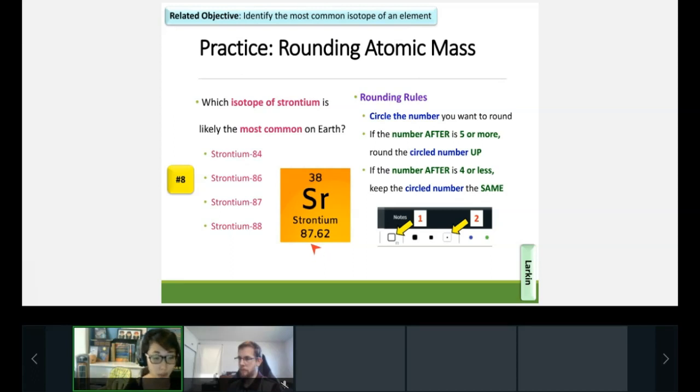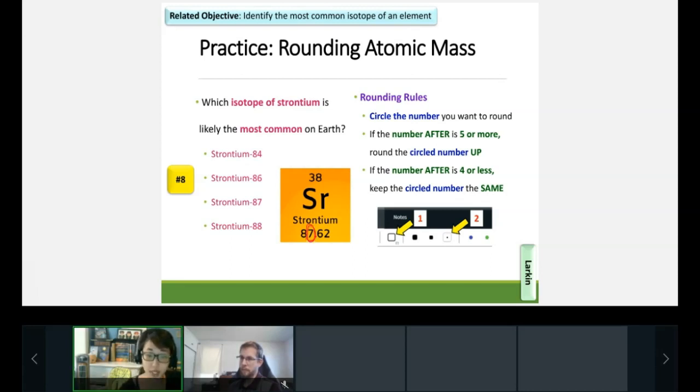So let's review how we round numbers, just in case we need that review. Taking a look here, we're going to circle the number that we want to round. Now, I want to round to the nearest whole number, so I'm going to take the number that occurs right before the decimal. I'm going to go ahead and circle that. That's a 7 right there, okay?